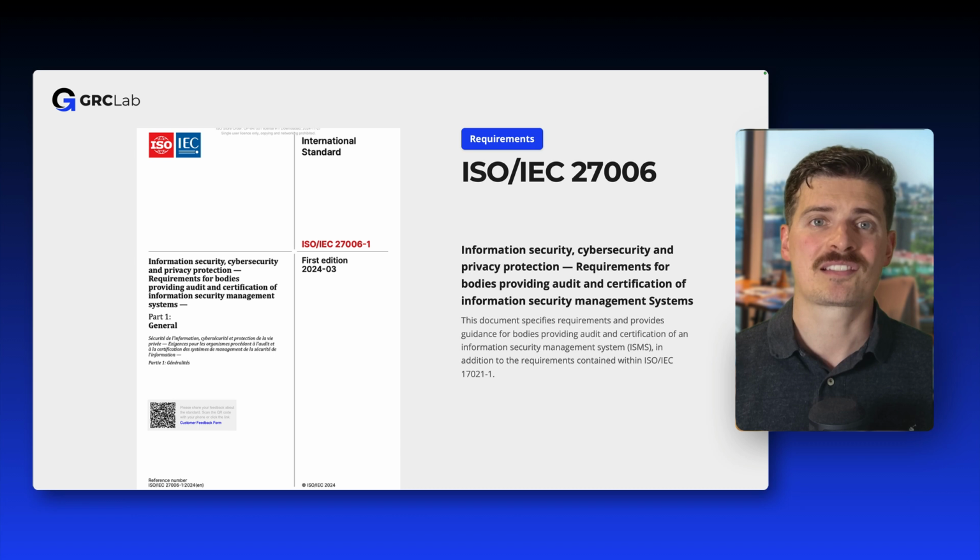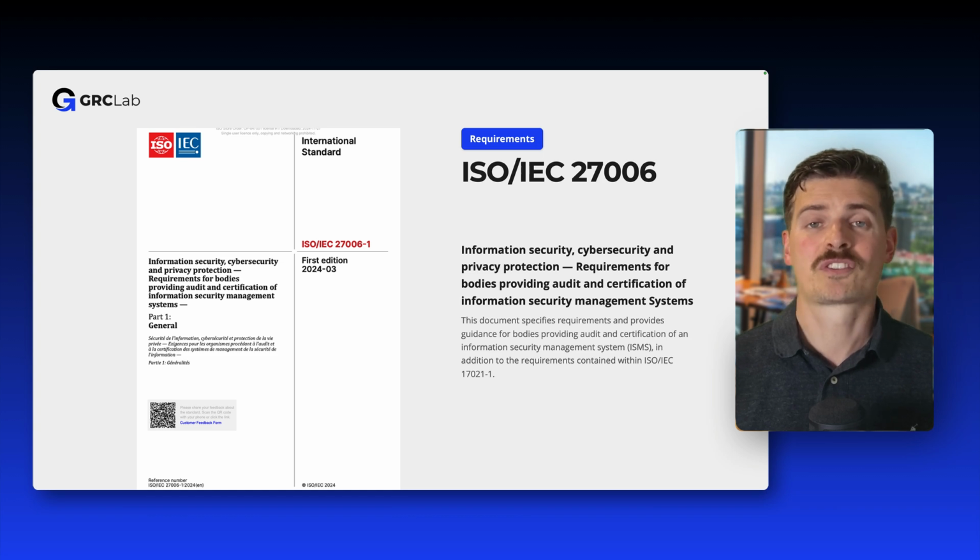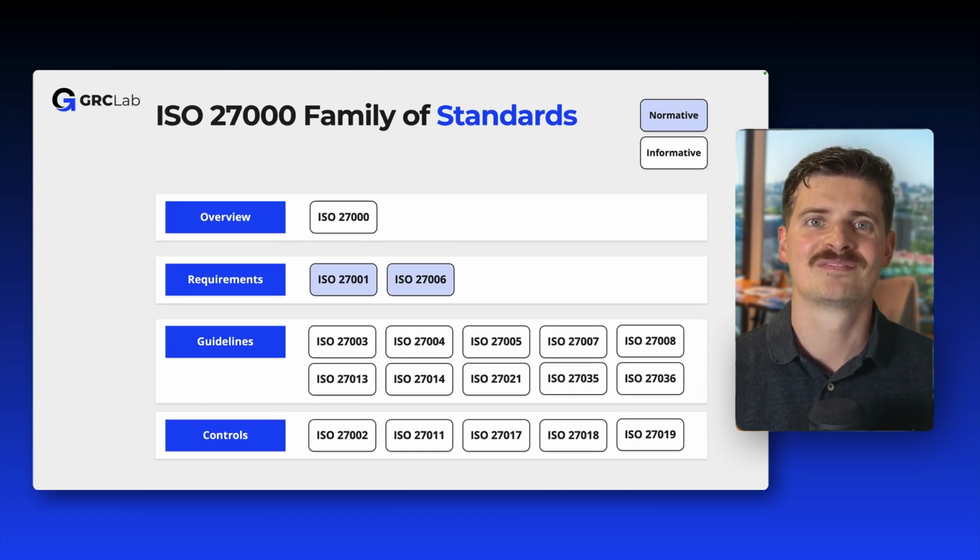Now, ISO 27006 specifies requirements for bodies that provide ISO 27001 audits and certifications. In other words, it governs the certification bodies themselves, and not the organizations that are being certified. Now, this is not directly relevant to this course, but good to be aware of, I think. And that's it for the requirement standards. Next, we'll look at the guidelines and controls.